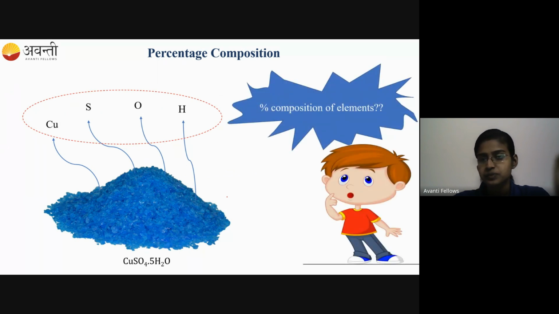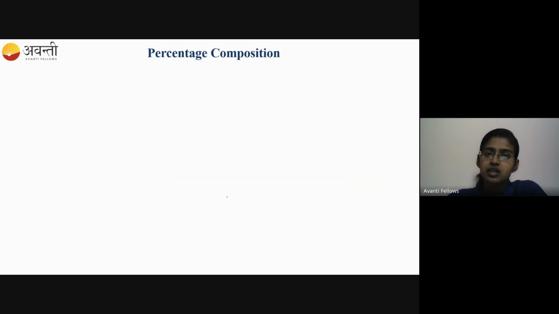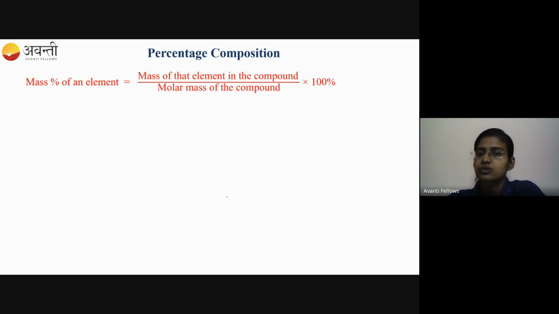Just by seeing this compound, we will not be able to tell, right, that copper is present in this much percentage or sulfur is present in this much percentage. So to calculate the percentage composition of each element, we use one formula. The mass percentage of an element is equal to mass of that element divided by molar mass of the compound into 100. So this formula is very, very important.